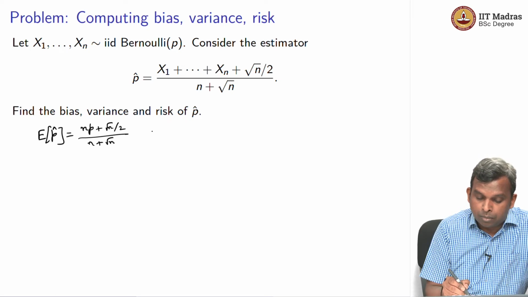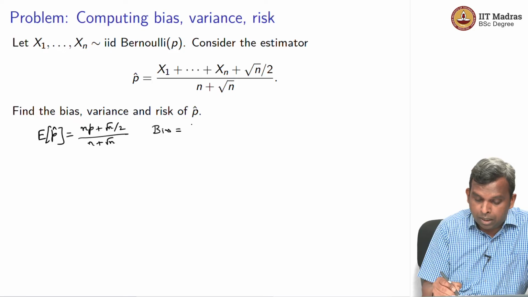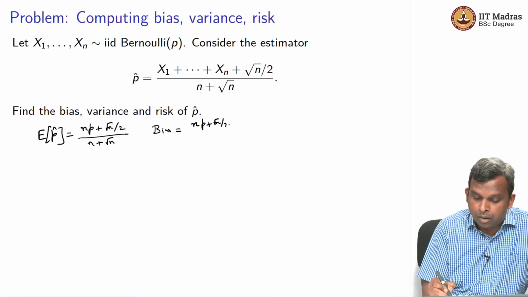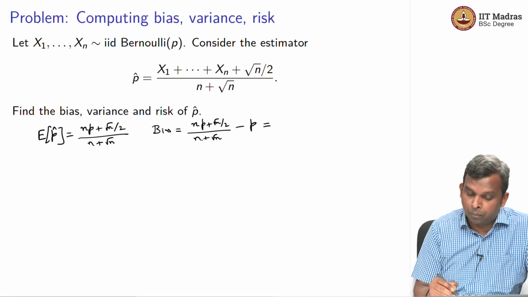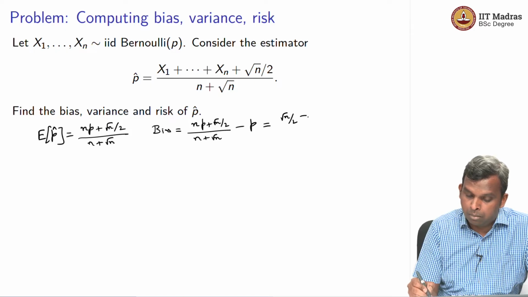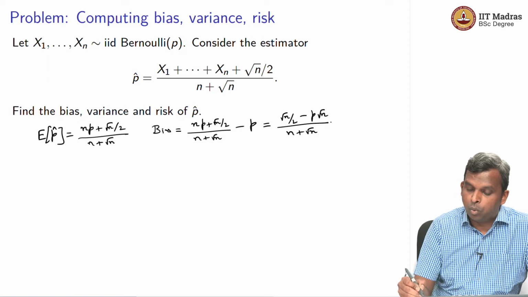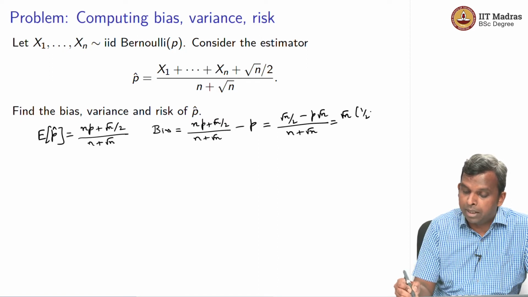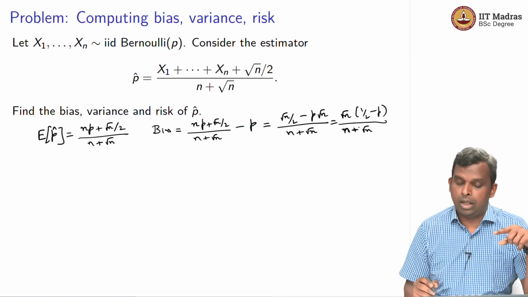So the bias is going to be this minus p. Okay, so you will have np plus root n by 2, over n plus root n, minus p. Whatever it's worth, if you want, you can go ahead and simplify. The np and np will cancel. You will have root n by 2 minus p root n, over n plus root n. If you want, you can write it as root n times (half minus p), over n plus root n. Okay. So the first thing I want to point out is this is not an unbiased estimator. This has a bias.